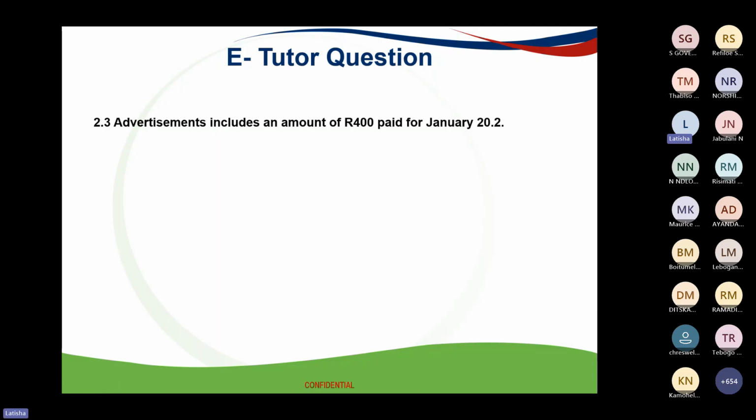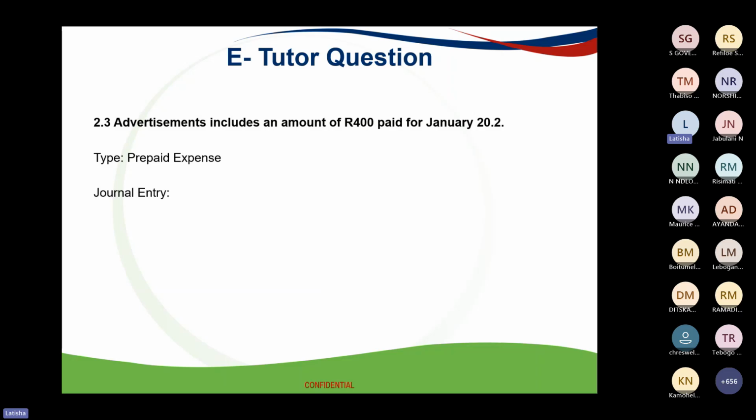Advertisements include an amount of 400 Rand paid for January 2022. Okay, so here advertisements is a cost. We know our year end is January to December 20.1. And now it's telling us that they've paid an amount for the following year. So that means we've paid in advance. If we recall from the first slide, a prepaid expense is an expense where we pay in advance for the following year. So that is why it's a prepaid expense.